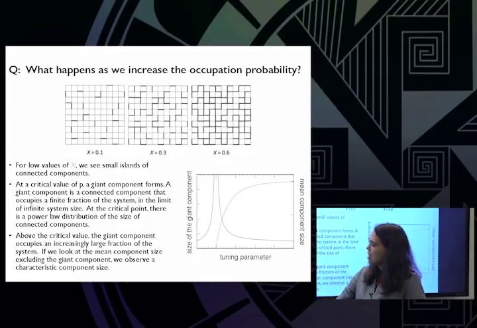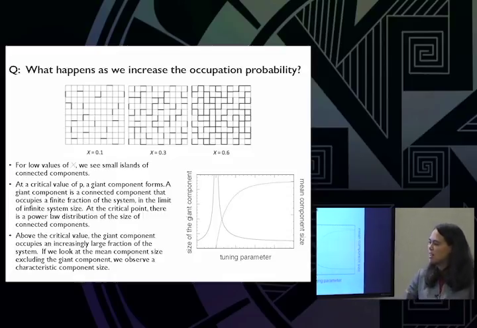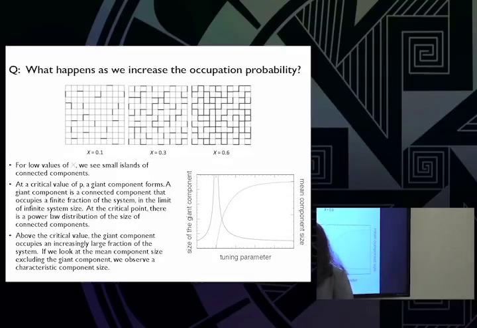Below the transition, we have small components. Above the transition, we have this large giant component. That's this dashed line. That's the size of the giant component. And then if we're well above the transition, most everything is in the giant component. And if we look at the connected components that aren't connected to the biggest one, they're pretty small overall. So there's this phase transition.